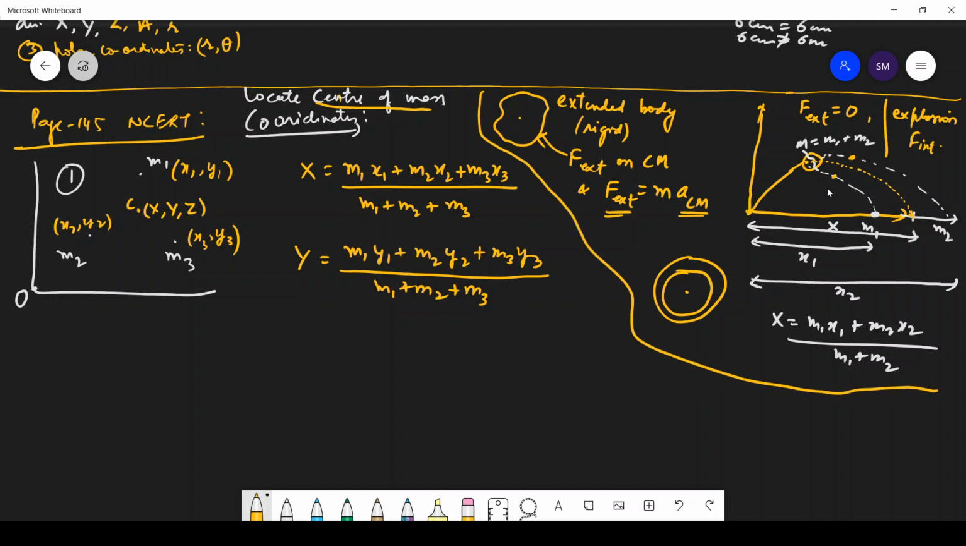this way also you have understood how important it is to know the center of mass. So we will study today how to locate the center of mass.